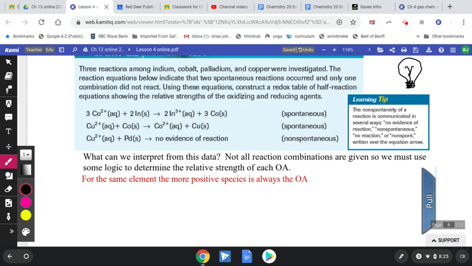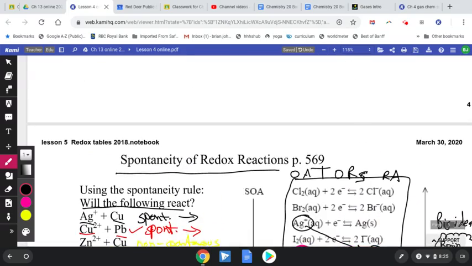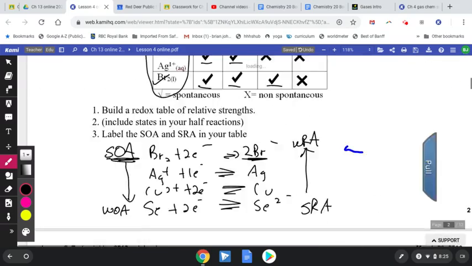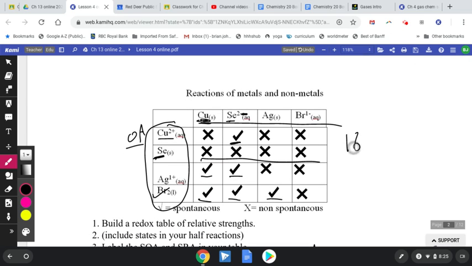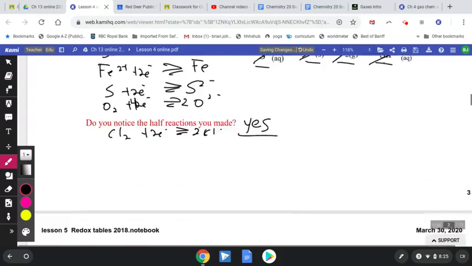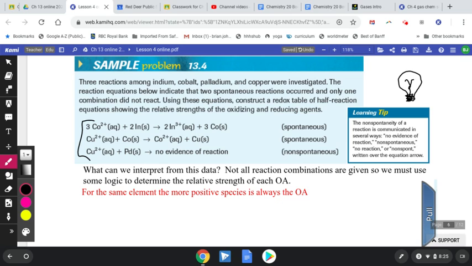Okay, so second big idea. You need to be able to take data on just a few reactions and build a table of relative strengths. Now, this is very different than how we started today when you were given a whole bunch of data. You were given the data for 16 reactions, which makes it easy to build a table of relative strengths. What about when you're only given the data from 3 reactions? You can do it as well. It's a different method to do it.